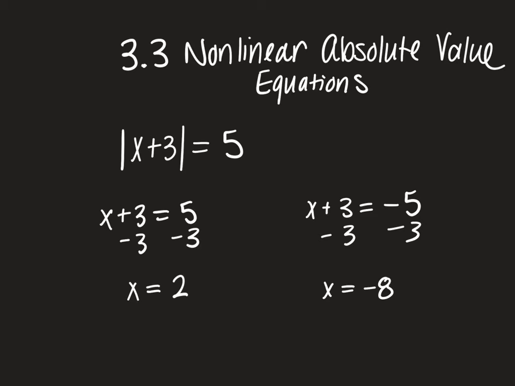Right, and then we're going to do some non-linear absolute value equations. So ones that have like x squared plus something in there. But overall, the process works pretty much the same. So let's look at another example where we have x squared plus 2x is equal to 5x plus 10. So it still is going to basically work the same way. We're still going to set up two separate equations.